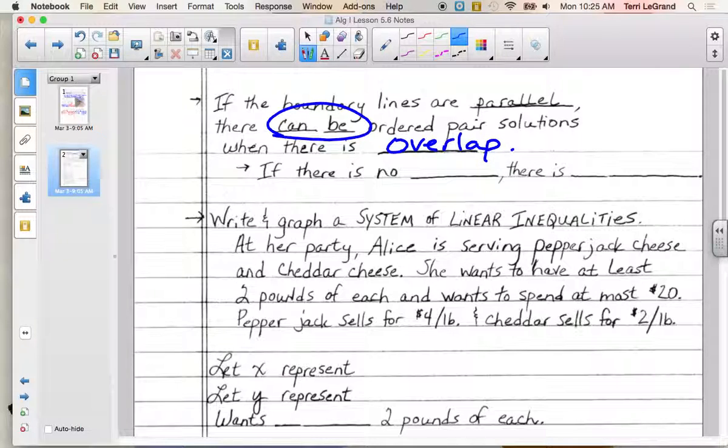So the key to systems of linear inequalities is you need overlap. And when there is overlap, that's the solution region. But if there is no overlap, where you shaded each of them and there is no overlap, then there is no solution. You would say, after you're all done, no solution.